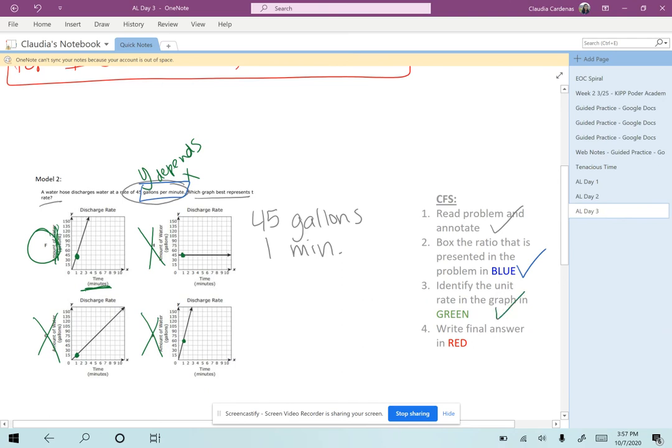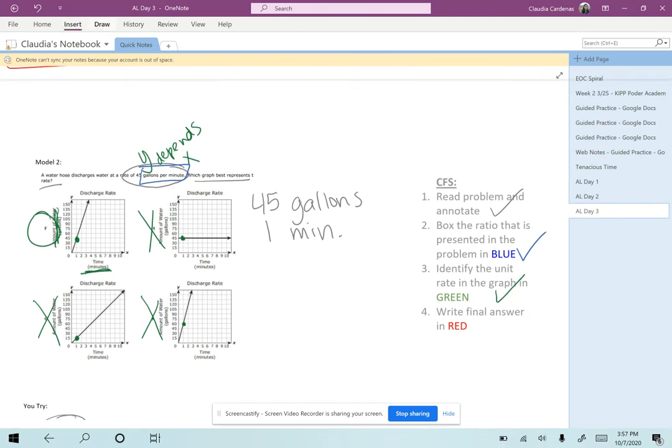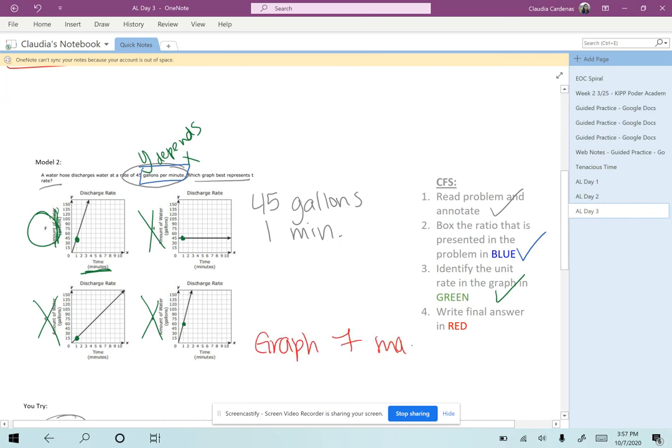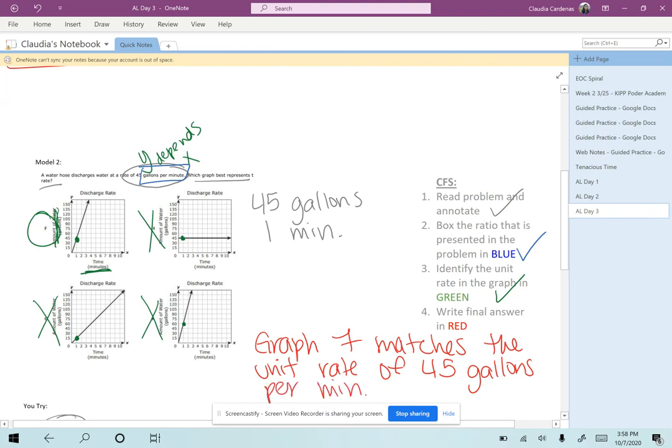So our answer, we could say in red, like our support, is graph F matches the unit rate of 45 gallons per minute. Remembering to check both the Y and the X labels on the axis with the specific unit rate that we should be finding within the graph, looking for 1 on the X and then 45 on the Y. We're going to go ahead and try one on our own.